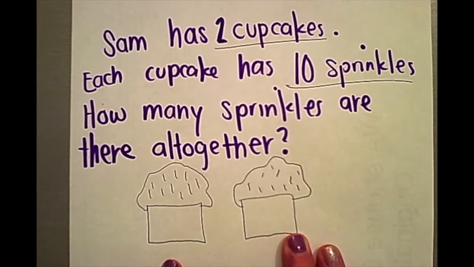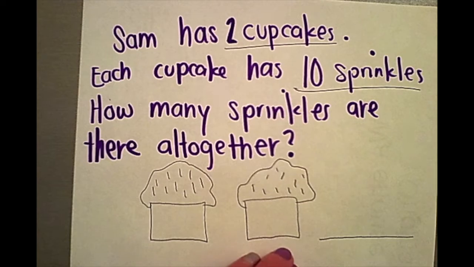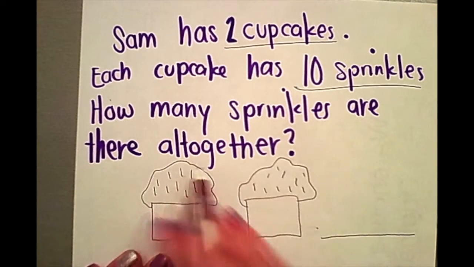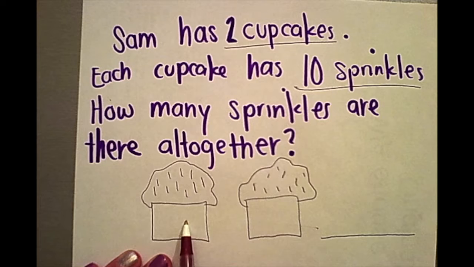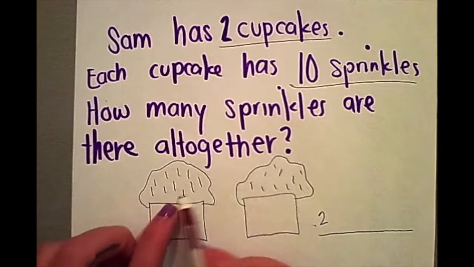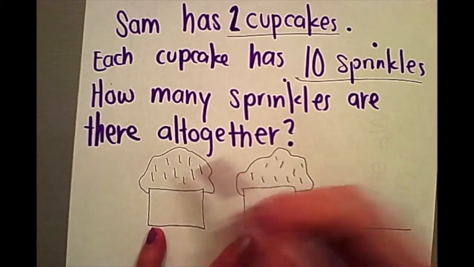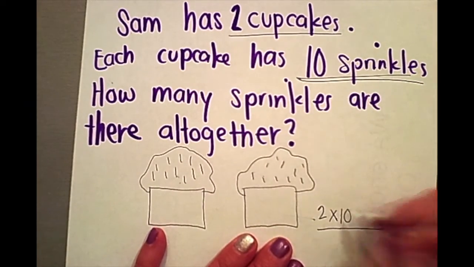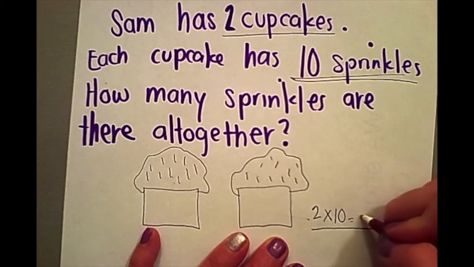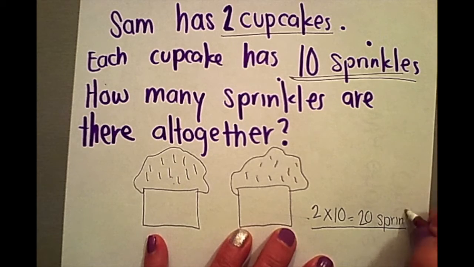Now we need to come up with a multiplication number sentence to represent this. So how many groups do we have? 1, 2. So we have two groups of sprinkles, times how many sprinkles are on each? 10 sprinkles equals, 2 times 10 is 20 sprinkles.